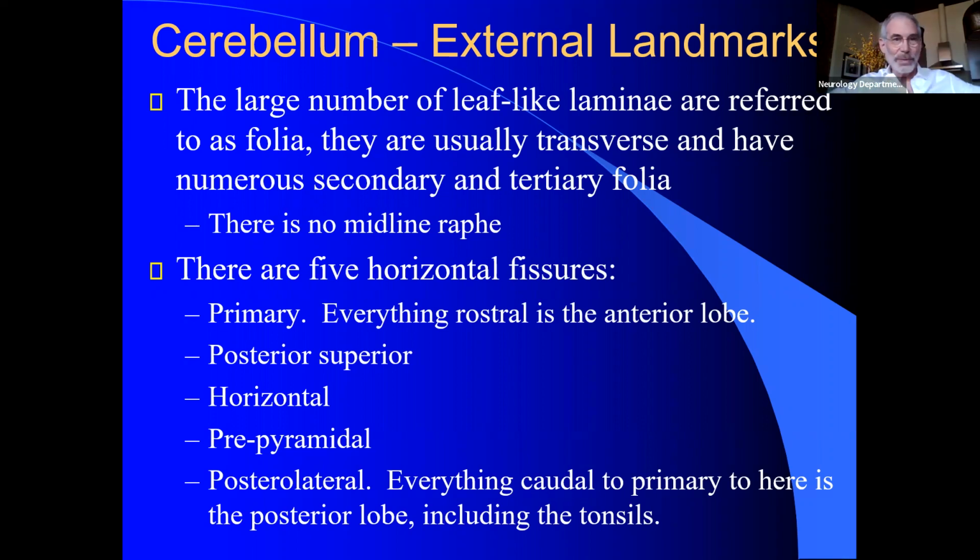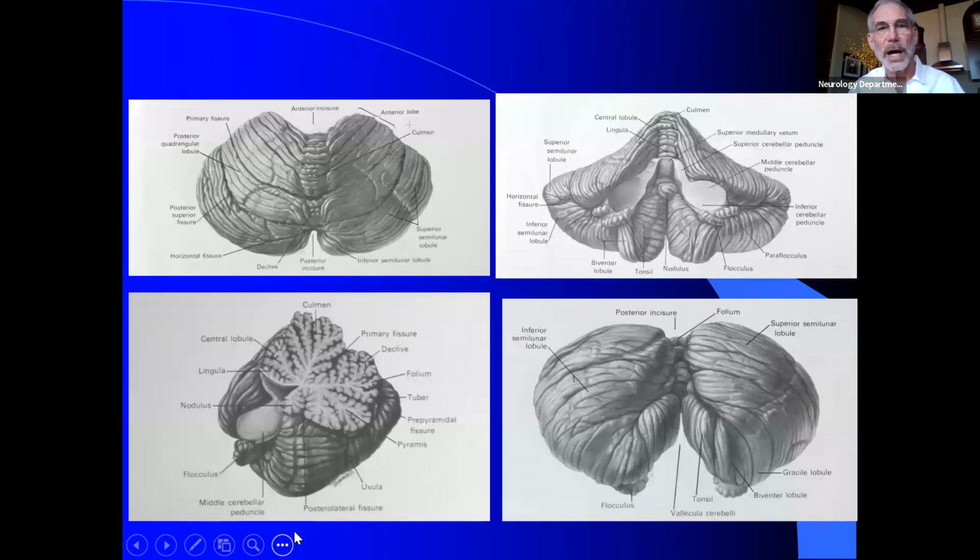It's the only part of the nervous system which really doesn't reflect across the midline. It's just continuous across. You have these five horizontal fissures, which you can poke your finger in if you want. They don't contribute much to the organization. The primary fissure defines everything rostral to it, the anterior lobe. Everything between the primary and posterolateral fissure is the posterior lobe, which will include the tonsil.